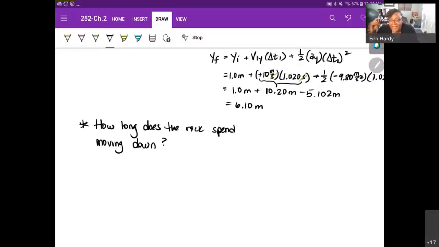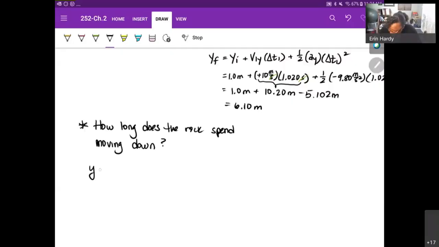So I know that at the highest point in the trajectory, the rock is going to be stationary in the vertical direction. So this part of the problem is just going to assume that you hold the rock at 6.10 meters and then drop it until it hits the bottom of the canyon. So it's going to be the same position equation again. Y final is equal to y initial plus v initial y delta t, now this is delta t2, plus 1/2 ay delta t2 squared.